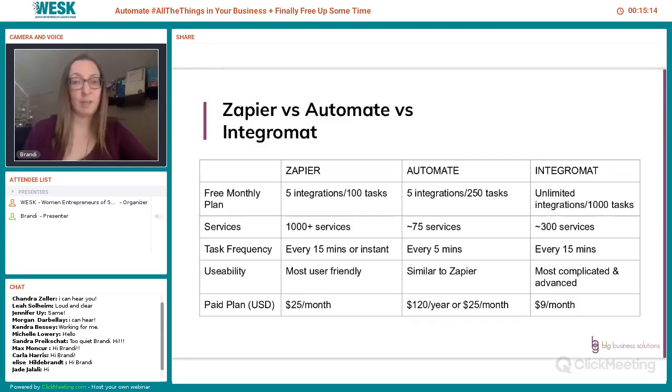Automate again has 5 integrations, but you get 250 tasks. And then with Integromat, you can have as many integrations as you want, and you're capped at 1,000 tasks. So clearly, Integromat has the best free plan, but it is the least user-friendly, and we'll get into that a little bit. In terms of the services that you can connect, Zapier, because it is the most established, of course, is head and shoulders above the other ones. It's got over 1,000 services that you can connect to each other.